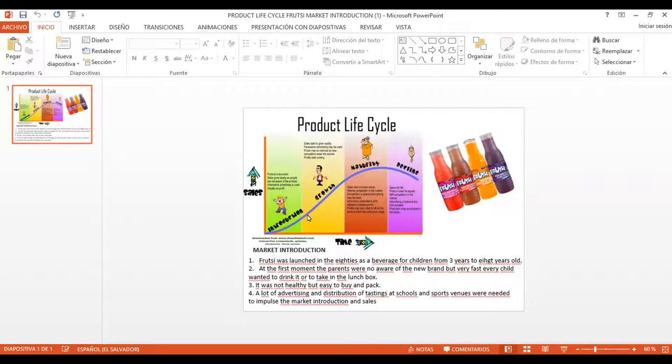Okay. Maturity, can you read? Maturity, Ulises. Let me see, please. On decline, Elias, can you read it? Yeah, okay. It's my part. Sales will fall. It's easy. Product loses its appeal, perdió el atractivo, ¿verdad? There's still competition in the market, advertising is reduced and then stopped. Production may be stopped in the future. Okay. Any question?